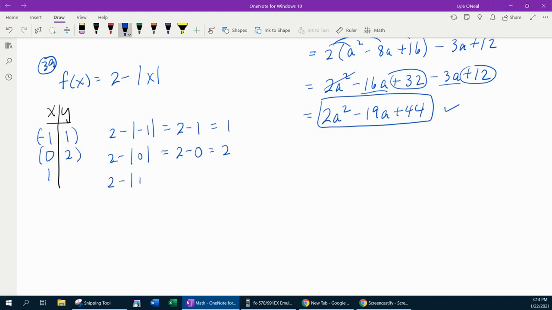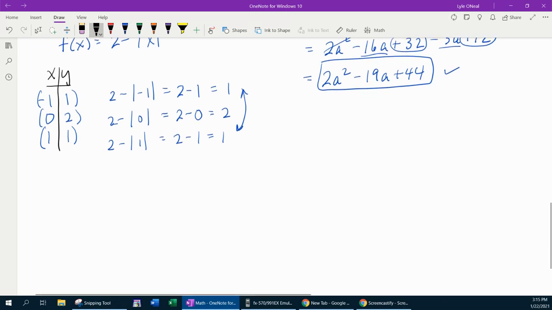And last but not least, plugging in +1. The absolute value of 1 is 1. 2 minus 1 is 1. And I can't help but point out the symmetry here. Do you see how those y's are the same? This graph is going to be symmetric.